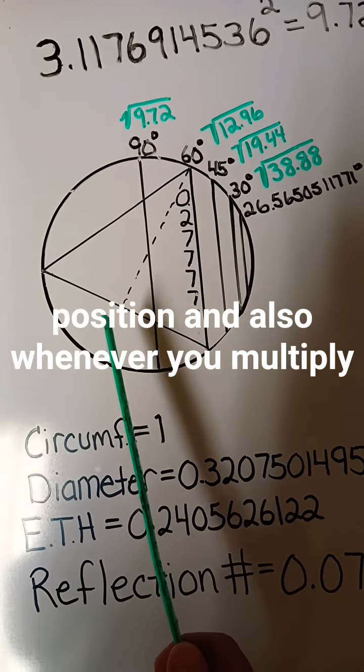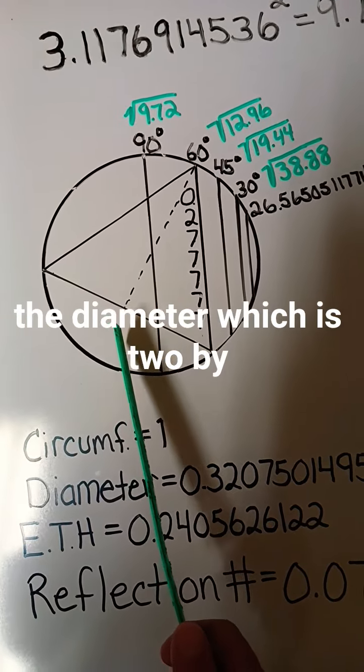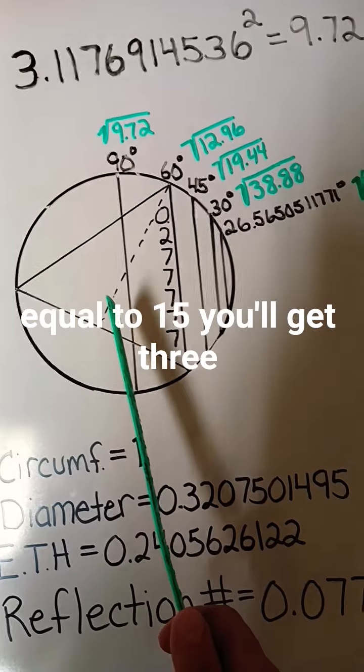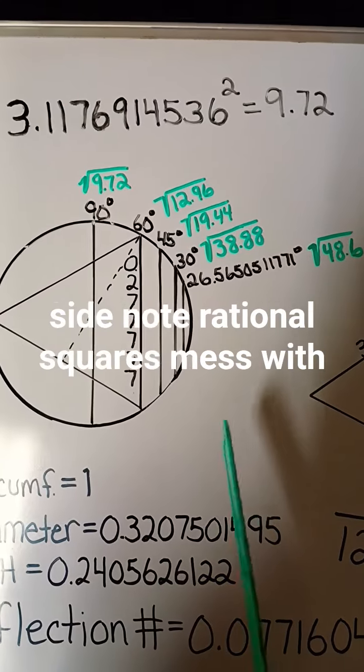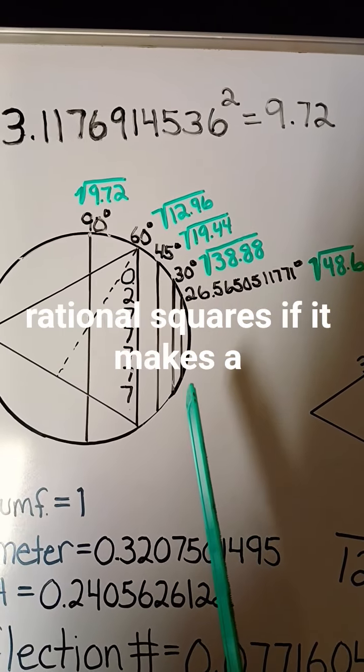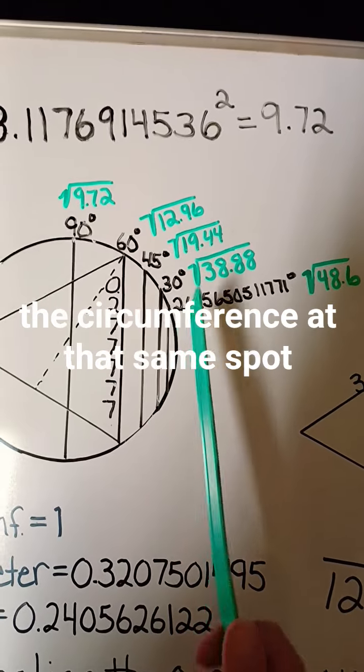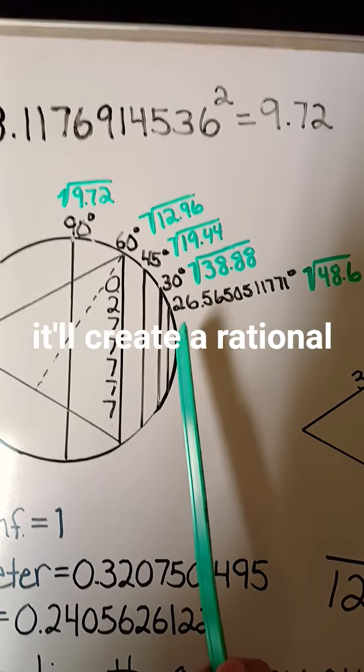And also, whenever you multiply the diameter, which is 2, by the equilateral triangle height, which is equal to 1.5, you'll get 3. Side note, rational squares mess with rational squares. If it makes a rational square on the inside, on the circumference at that same spot, it'll create a rational square.